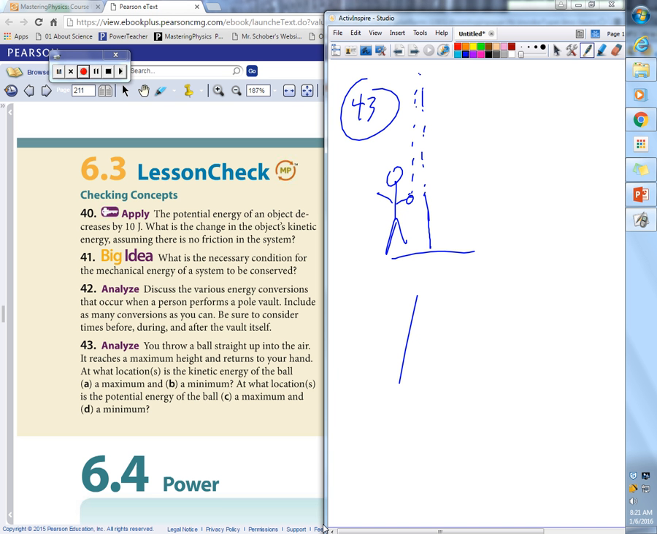And then the second half of that question says, at what locations is the potential energy of the ball a maximum and a minimum. So potential energy, that's flip-flopped. Potential energy is at a maximum up here, and at a minimum at the bottom. And that should be a pretty obvious question because potential energy is based on height, and kinetic energy is based on motion, or on speed.